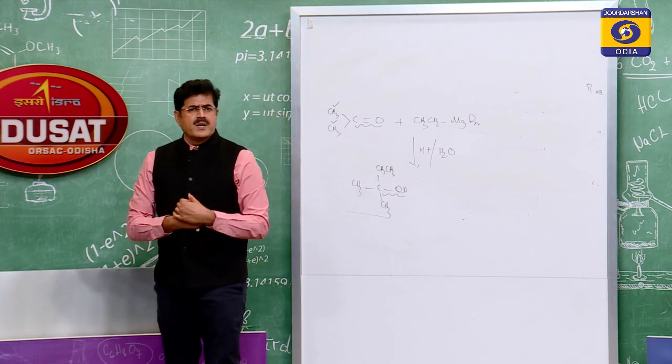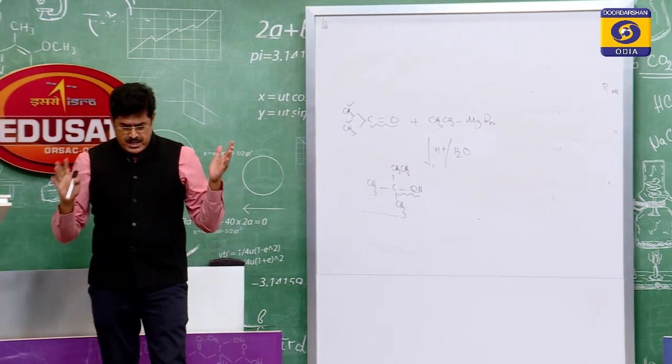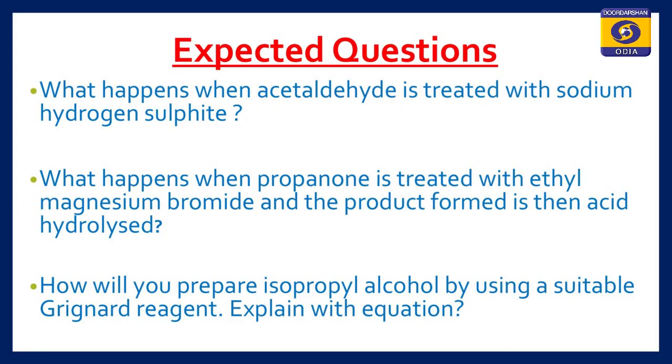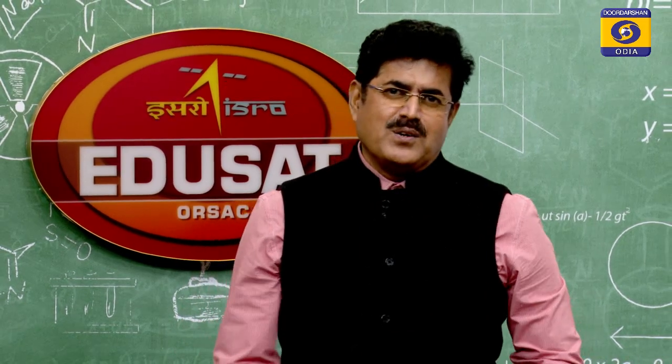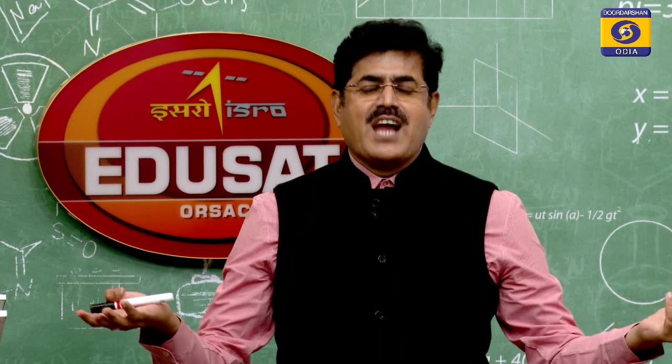This question can also be expected. Next question is, how will you prepare isopropyl alcohol by using a suitable Grignard reagent? Isopropyl alcohol, I have discussed this one, you know this, students. Isopropyl alcohol, you mean propan-2-ol. The propan-2-ol is a secondary alcohol.